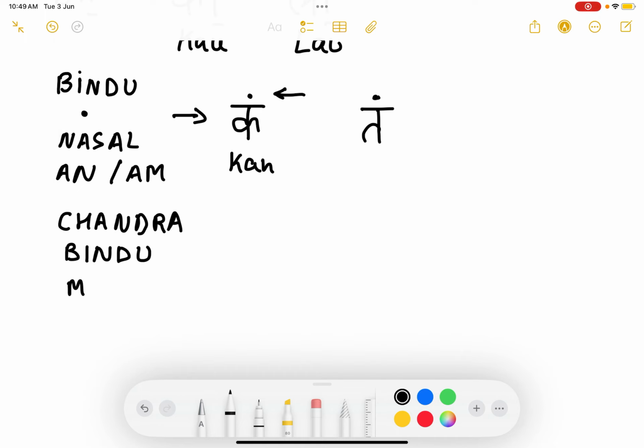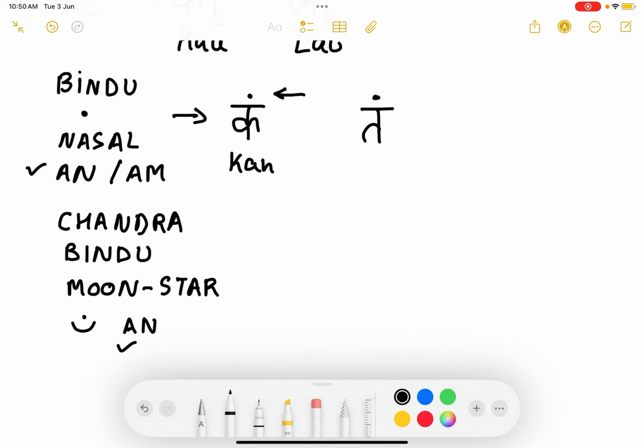Chandra means moon and bindu is the same dot, right? So this matra combination looks like a moon and a star. It's drawn like a new moon, and a dot here, a star here. Chandra bindu. This matra carries the nasal sound, the same nasal sound that we saw earlier with the bindu.